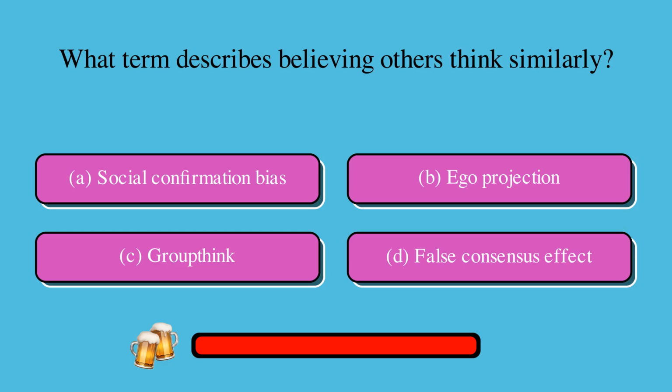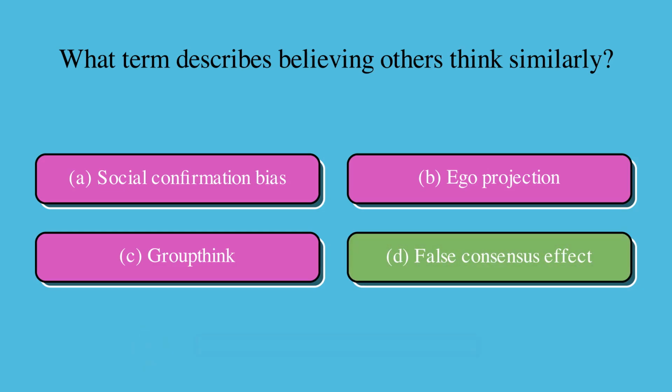What term describes believing others think similarly? Is it A, social confirmation bias, B, ego projection, C, groupthink, or D, false consensus effect? The correct answer is D, false consensus effect.